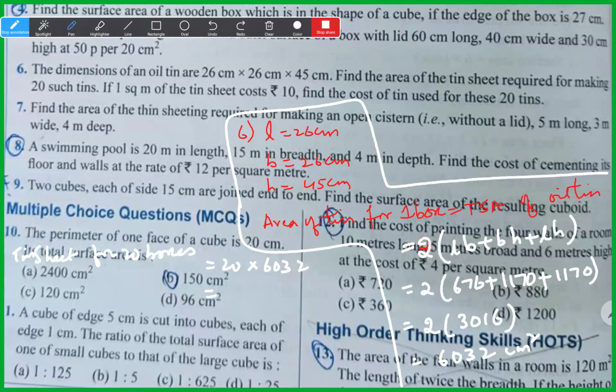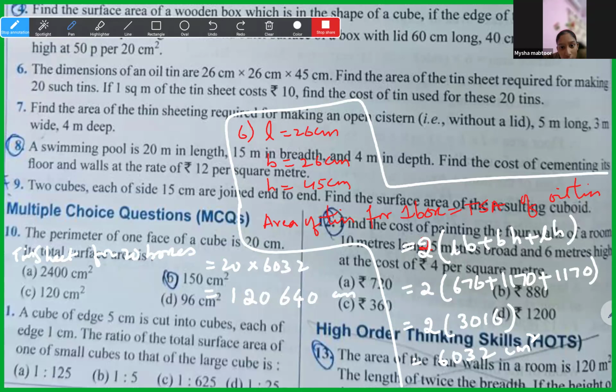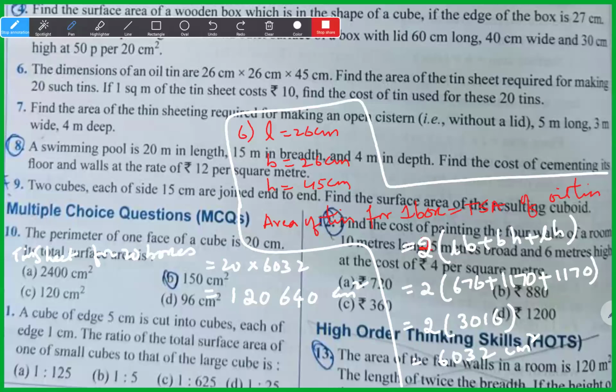Got it, sir. After multiplying this in calculation, I got 120640 centimeter square. This is the area in total. So, Maisha, you also said this one only, no? Yes, sir. 120640 centimeters square. So now the first part of the question is finished.